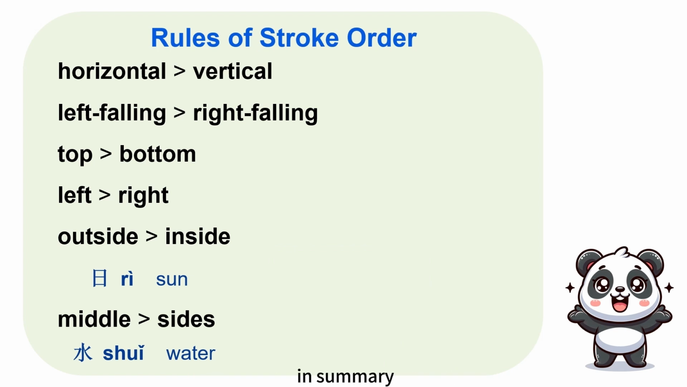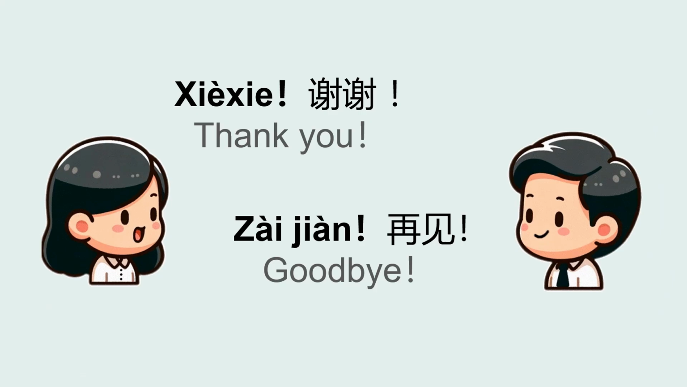In summary, there are 6 rules of stroke order: horizontal preceding vertical, left falling preceding right falling, top preceding bottom, left preceding right, outside preceding inside, middle preceding sides.